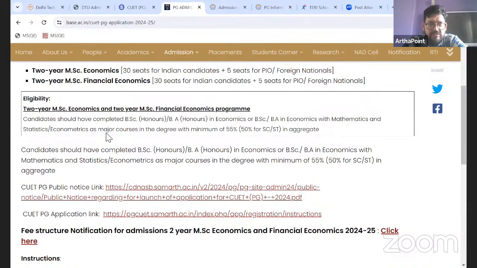So there is nothing to separate it from here. As you can see, candidate should have completed BSc or BA honors in economics. Here also there is no mention of any engineering course. Or BSc/BA in economics with mathematics and stats econometrics as a major course in the degree. So I don't see any engineering option. So it's not a general eligibility criteria. So I doubt that you will be eligible for that.